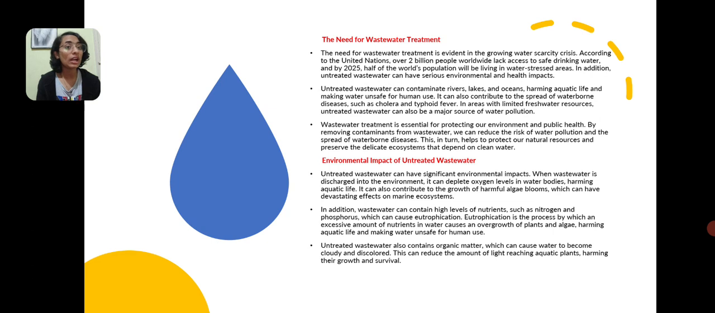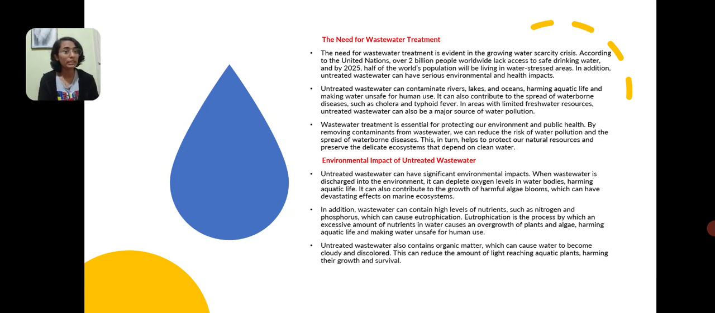In addition, untreated wastewater can have serious environmental and health impacts. Untreated wastewater can contaminate rivers, lakes, and oceans, harming aquatic life and making water unsafe for human use. It can also contribute to the spread of waterborne diseases such as cholera and typhoid fever. In areas with limited freshwater resources, untreated wastewater can also be a major source of water pollution.